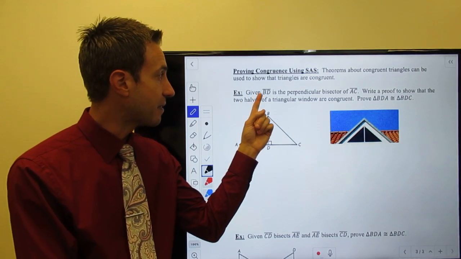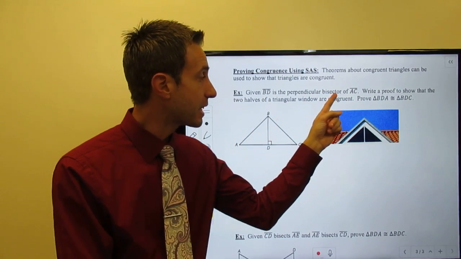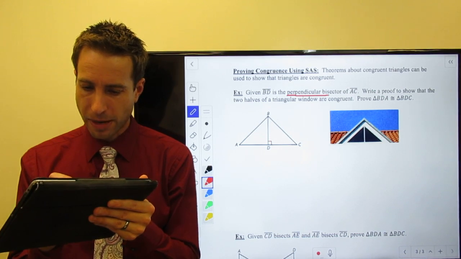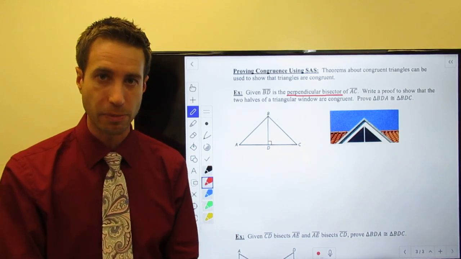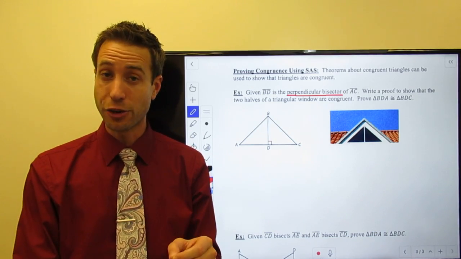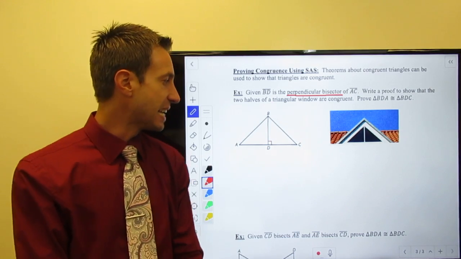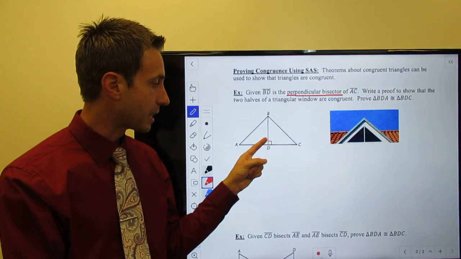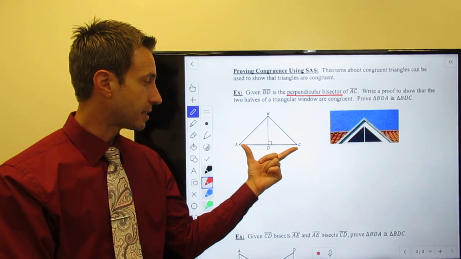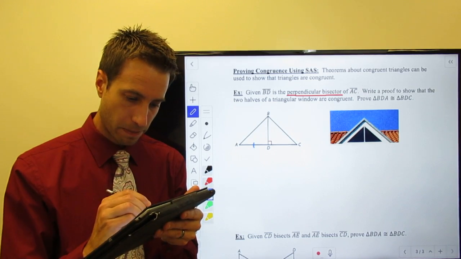Here's what I've been given. I've been given that BD is the perpendicular bisector. Hey, that is a really important word. You guys should remember from a couple chapters ago what perpendicular bisector means. Perpendicular means that it intersects at a 90-degree angle, and bisector means that it cuts the segment in half. So BD is a perpendicular bisector. There it is, 90 degrees. And it cuts this segment, AC, in half. So I know that, boom, boom.